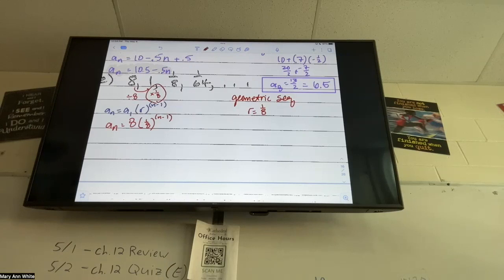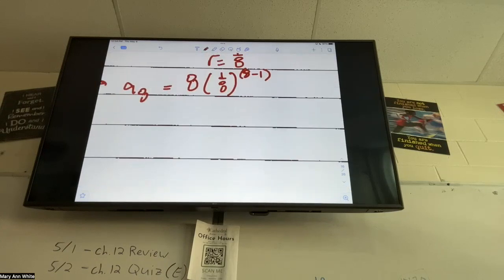Remember, I like this a lot because I don't have to simplify. I'm just going to leave it here until I'm ready to figure out what term I want. I want the 8th term. We keep doing that. When I do this, I'm going to get a sub 8 equals 8 times 1/8 raised to the 7th, because when you do 8 minus 1, or n minus 1, you get 7.